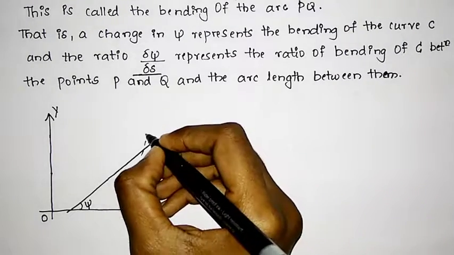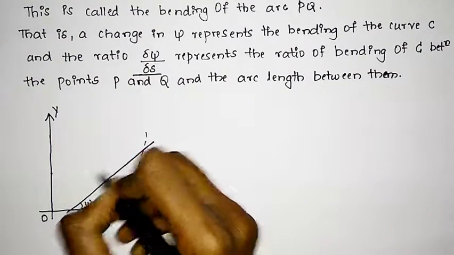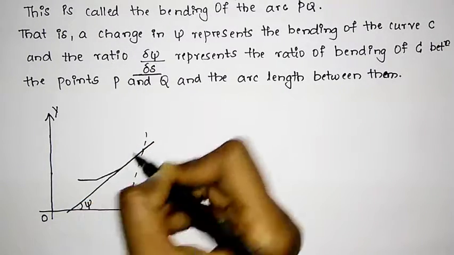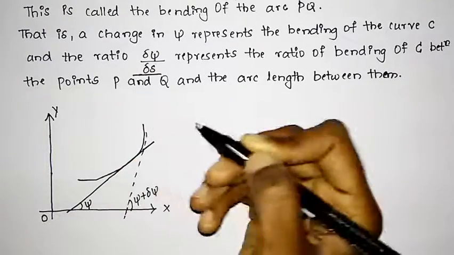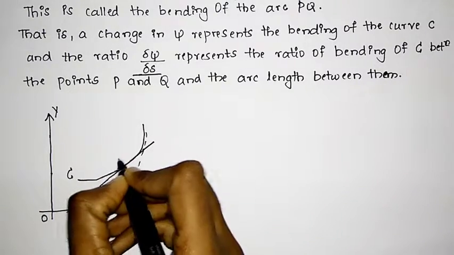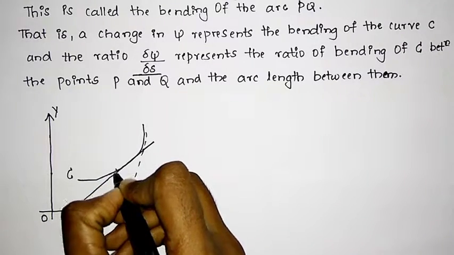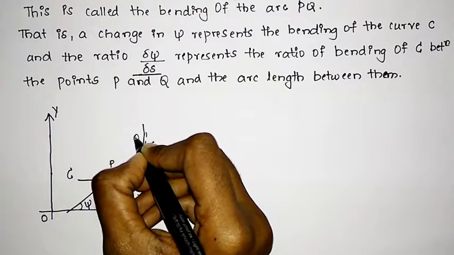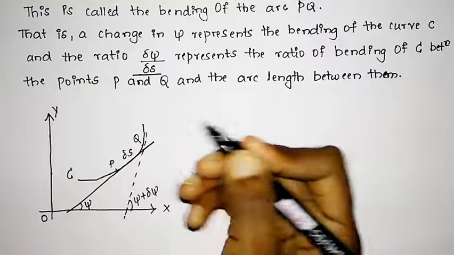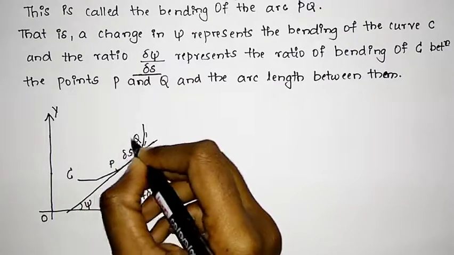Now that we have drawn the tangent and the line, we need to draw the curvature with respect to these points. So now we have constructed the curvature. This curve represents the curvature, and we consider the two points P and Q. This is the point P, and this, where it meets, is the point Q. The change in the distance between the two points is taken as delta S.